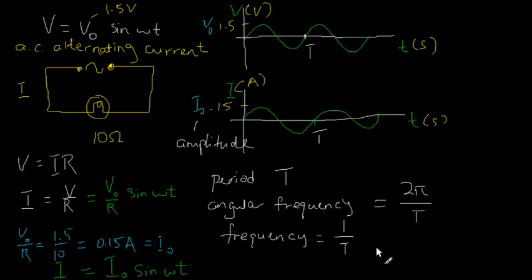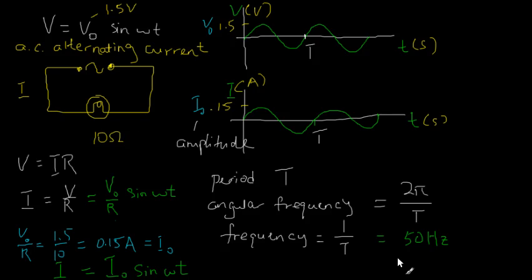Now, let's take a look at a typical example to see what the numbers look like. For example, the mains power supply that we get in a house would typically have a frequency of 50 Hertz or so. So the current and voltage will be changing direction 50 times a second.